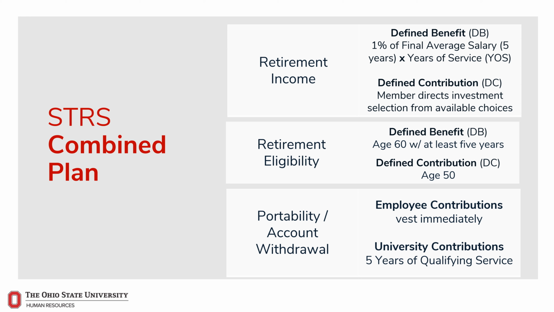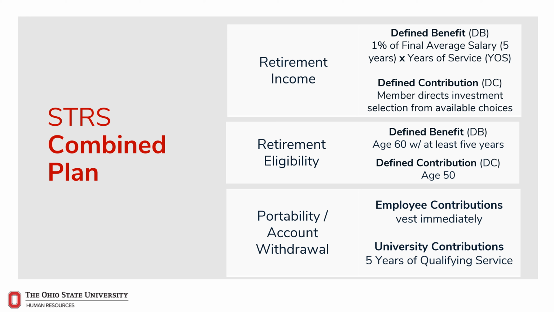Under this plan, if you leave public employment before you retire, your contributions are portable. The defined contribution account is 100% vested, and account withdrawals include all contributions deposited into the account plus any investment gains or losses. The defined benefit withdrawal is the amount greater of the employee contributions deposited into the account or the present value of your future benefit.